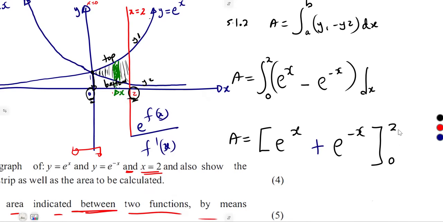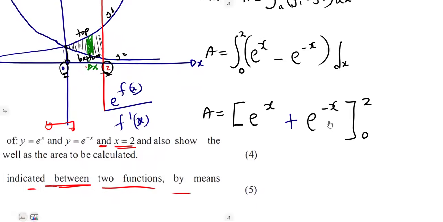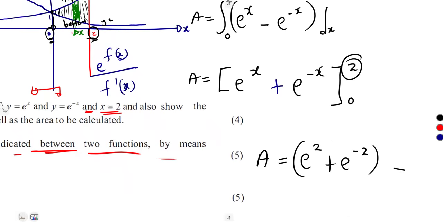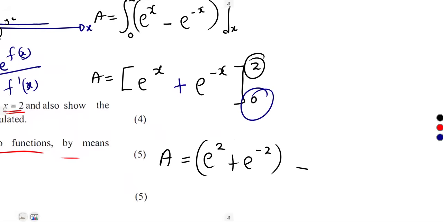Okay, our limits from 0 to 2. We can find the exact solution by substituting our limits, upper minus the lower limit. In place of x, our upper limit is 2. So e to the exponent of 2 plus e to the exponent of minus 2. We subtract when our x is 0 as our lower limit in place of x. So that's e to the exponent of 0 plus e to the exponent of 0, guys. There's nothing like minus 0, guys, okay?